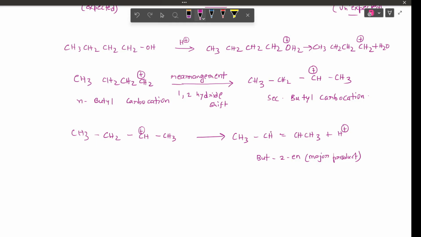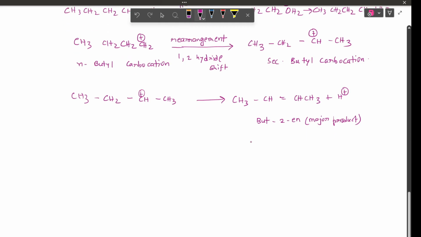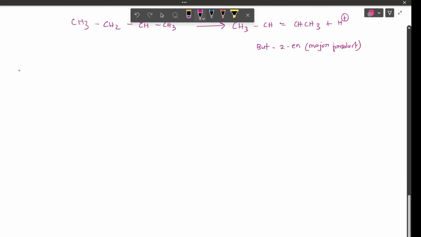Okay, so this is the main reason. Remember, in case of dehydration of alcohols, you have to see the stability of carbocation. That's all. Let us see another example regarding this, so it will be more clear to you.